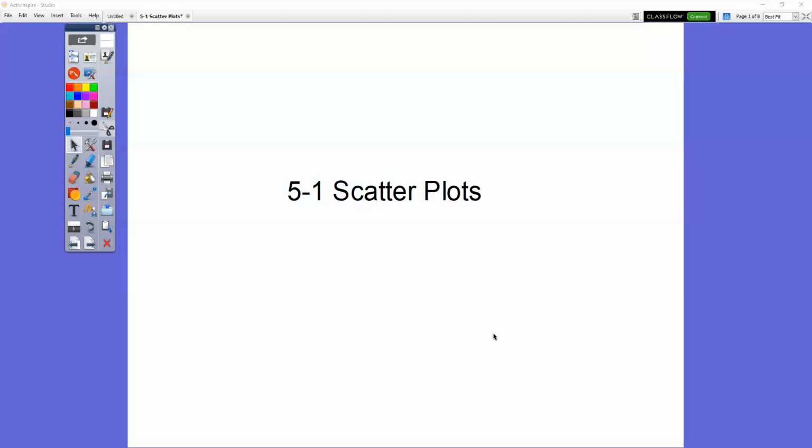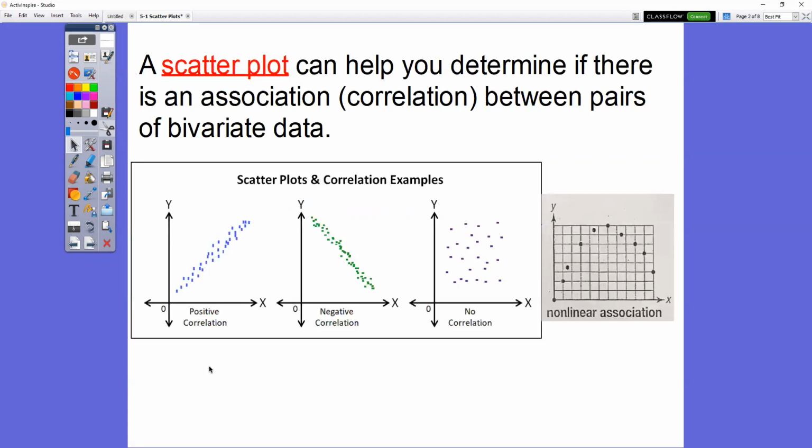So this is the lesson for 5-1 scatter plots, all right? A scatter plot is a different type of graph that you're going to see where you don't connect the dots, all right? In a scatter plot, we don't connect the dots. Now, there are two very, very important vocabulary words right here. A scatter plot can help you determine if there is an association or correlation between pairs of data.